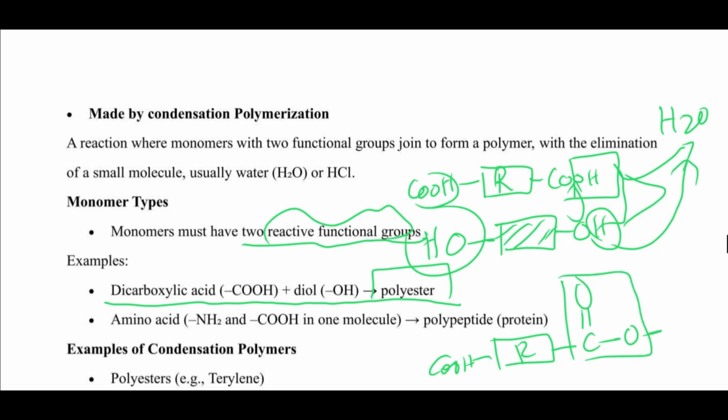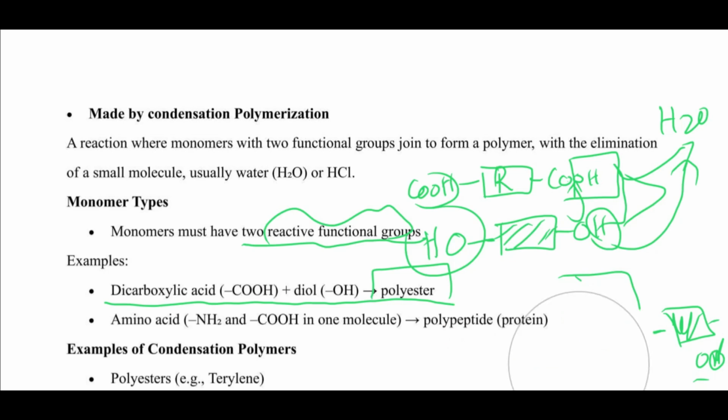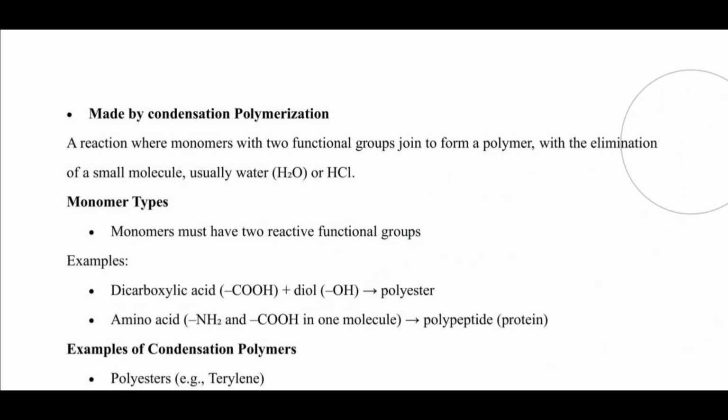Now we have this box again and OH, but this H will be removed because it is an alcohol, and here the OH will be removed. So you can just say C double bond O and a line here, which means it is a continuous chain. This is your ester. So what is the ester bond? That is C double bond O, then O, right?